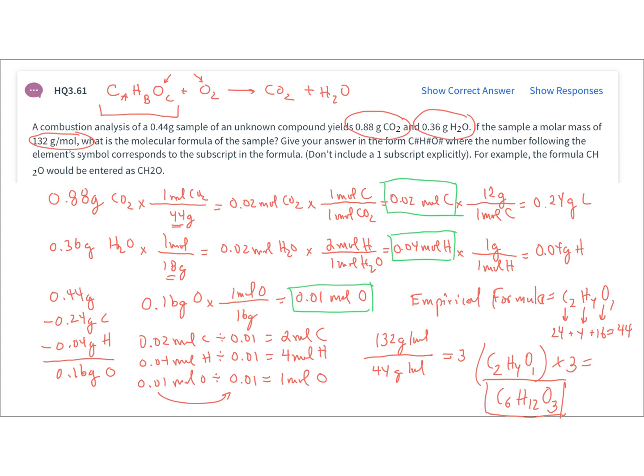So the key to this problem was using the mass of carbon dioxide and the mass of water to find moles of carbon and moles of hydrogen. Because both of them had oxygen, we couldn't use those to find the moles of oxygen. We had to find the mass of carbon, the mass of hydrogen, and then find the remaining mass that had to be associated with oxygen. Once we had that, we could find moles of oxygen. Once we had the moles of carbon, hydrogen, and oxygen, we could find the empirical formula, and then finally the molecular formula for this compound.